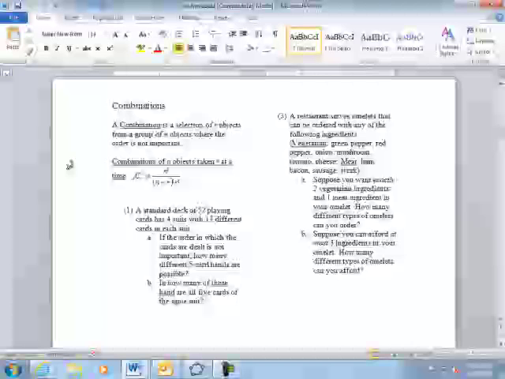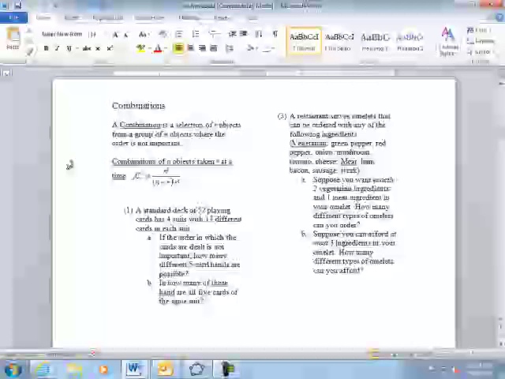So if it doesn't matter whether you get picked first or picked last, it's more like a committee. Everybody's going to be working together and you don't have specific roles. So it doesn't matter who gets picked first and who gets picked last. In a permutation, order matters, and in a combination, the order of selection does not matter.